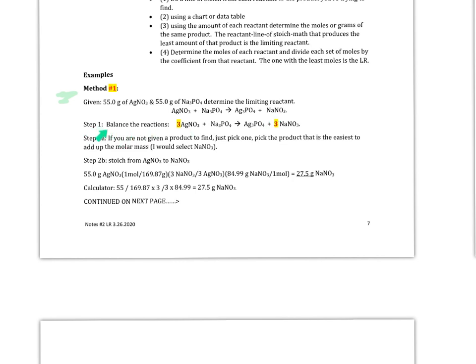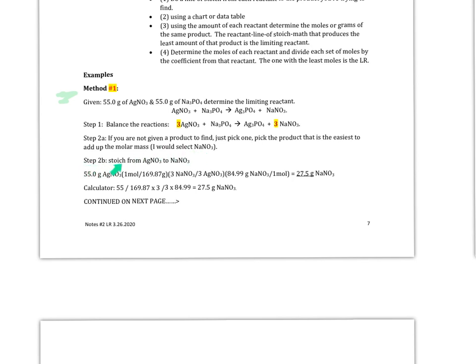So our first step is we balance the reaction. Here we have a 3 there and a 3 there, and what is not written in front of those is a 1 and a 1. The second step, like I said, we are not given a product to find, so we picked one, and I would pick NaNO3 because I choose the easiest one to do.